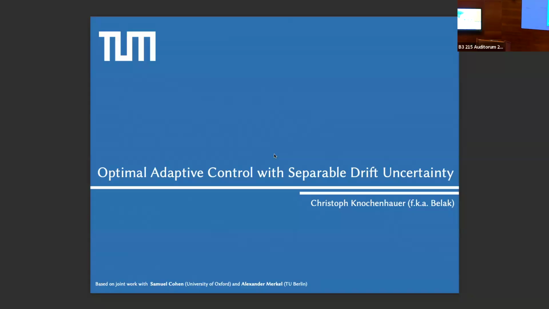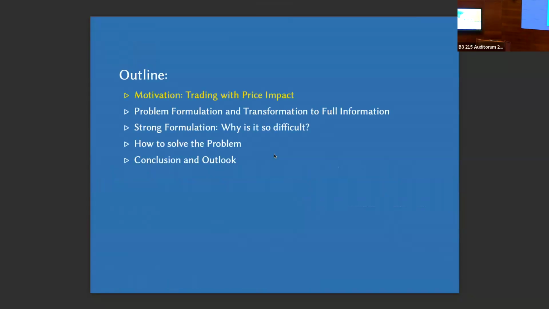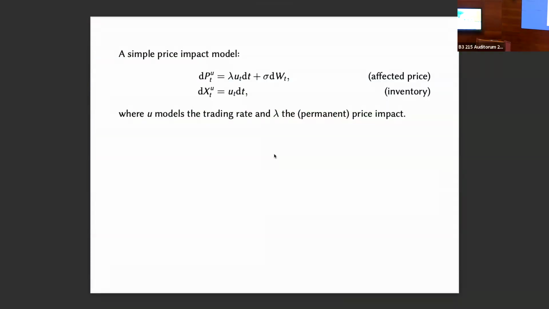It's joint work with Sam Cohen from Oxford and our former PhD student, Alex Merkel from TU Berlin. And the idea comes from a problem in finance. Just to set the scene for you, here's a very simple example. Suppose that you have a price of some financial asset, P, and you're in a setting where your trading impacts the price. So if X denotes the inventory, then you can control your inventory by choosing a trading rate U.